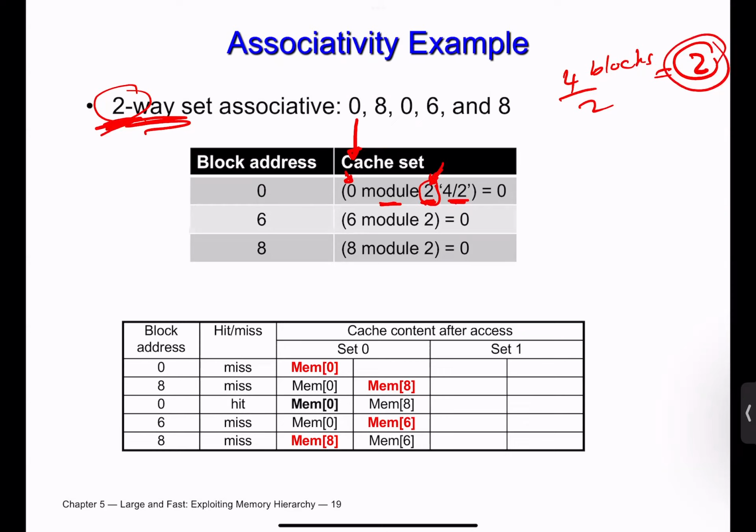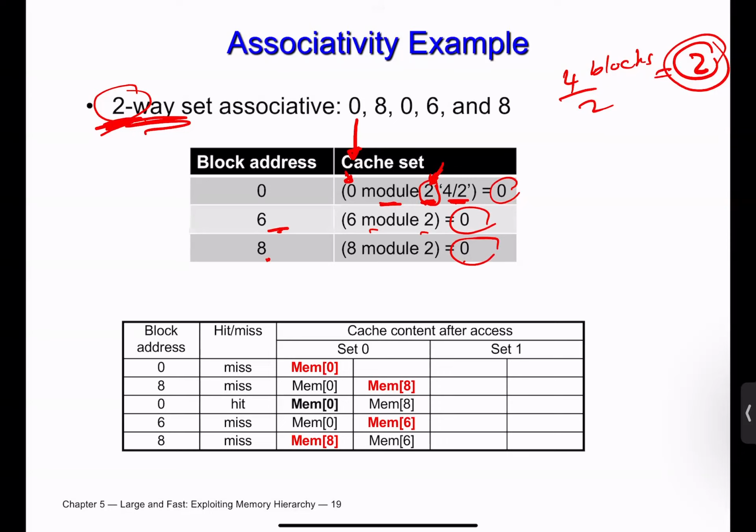I have 4 different locations. I'm grouping each 2 in one set. So this will be one set, and this will be another set. So I have 2 sets in total. So 0 modulo 2 is 0. 6 modulo 2 is 0. 8 modulo 2 is 0. Oh, so all of them need to park in the same set. But since it is a 2-way set, I know that each set has 2 parking spots.